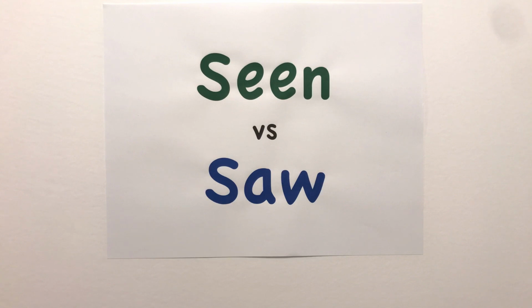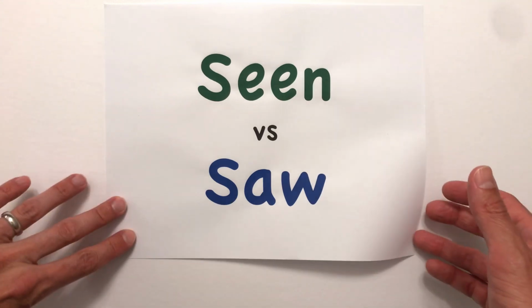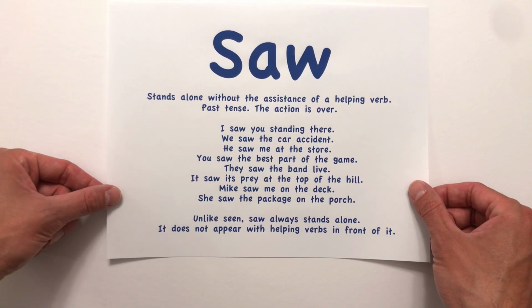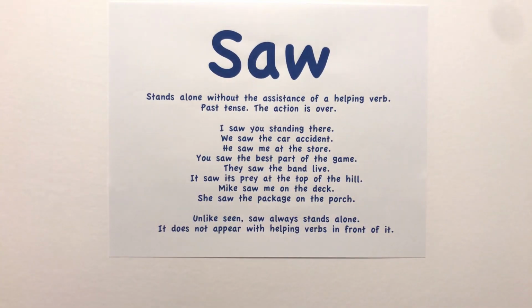And that is really unfortunate because it can hold people back in their careers, or it can cause others to perceive someone as less intelligent than they really are, simply because they're making a little mistake that, once you understand, is easy to correct. So, here we go. Seen versus saw. Let's start with the easier one of those two words, which is the word saw, which is the word that usually people are not saying incorrectly. The word saw stands alone without the assistance of a helper verb.